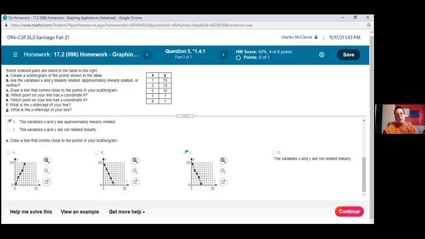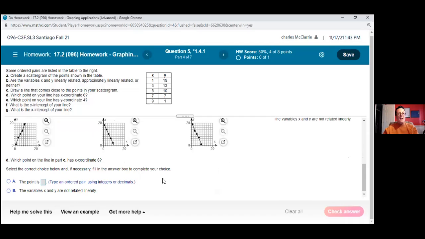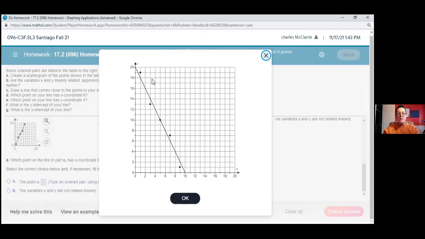The wonderful thing about part C is that you now have a line of best fit, which means you can make predictions. Okay, continue. All right. Which point on the line in part C has x coordinate 6? Charles, would you make that huge? Yes, thank you so much. X coordinate 6, would you point to that at the very bottom? Go to where it says x is equal to 6 at the very bottom on your x-axis.